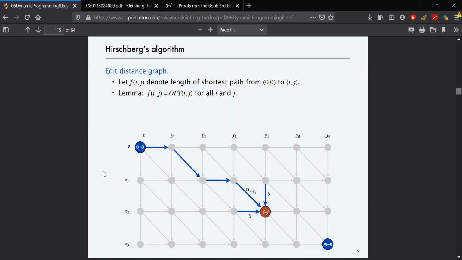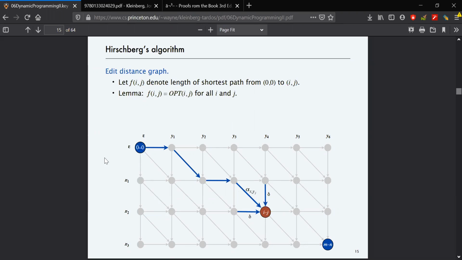Right. So now let's look at this graph. Okay. Now we're going to work on this graph, and our goal is to minimize space while keeping the runtime order m into n. Okay. So first of all, we define the following quantity f of ij. Okay. So you start from 0, 0. And you look at ij. f of ij is the length of the shortest path from 0, 0 to ij.